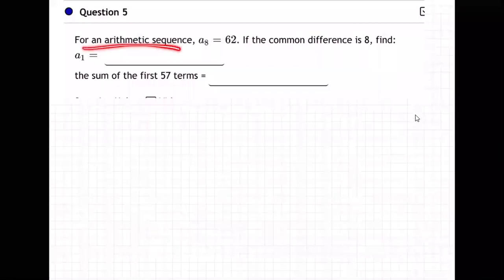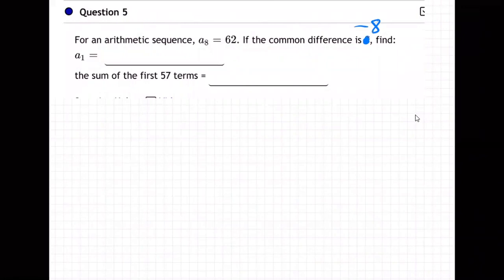Okay, so they're saying for an arithmetic sequence, a sub 8 is 62. If the common difference is 8, find a1, the first term, and the sum of the first 57 terms. Okay, I'm going to change this problem to make it more interesting. Let me say the common difference is negative 8. All right, so here we go.